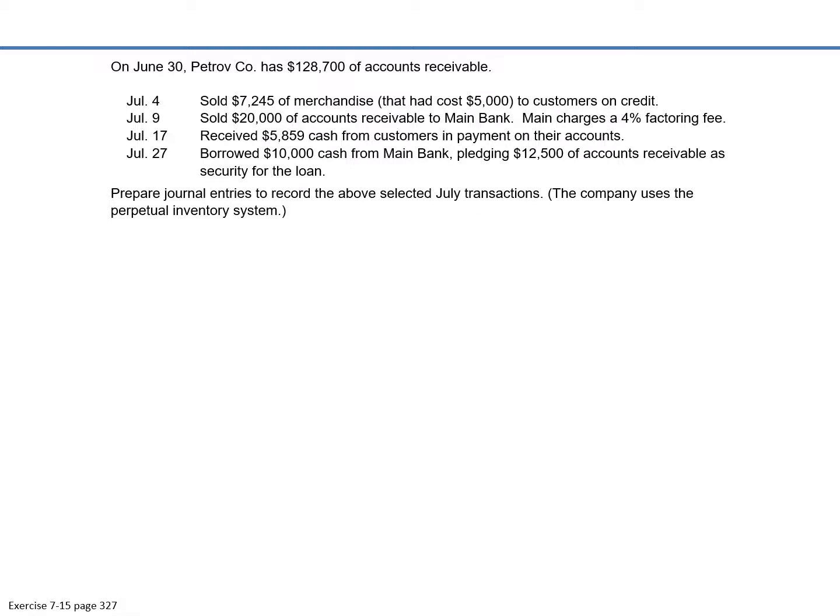Exercise 715. On June 30th, Petrov Company has $128,700 of accounts receivable. They sold $7,245 of merchandise that had a cost of $5. Sold $20,000 of accounts receivable, so on and so forth, and they want us to prepare the journal entries for each of the transactions, assuming the company uses a perpetual inventory system.